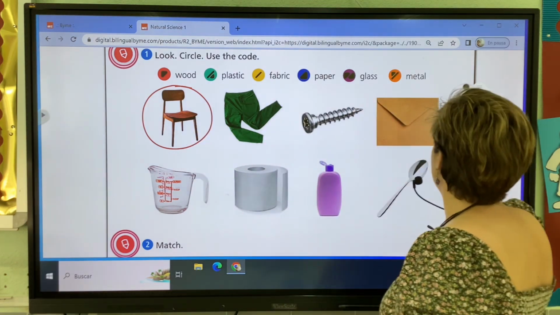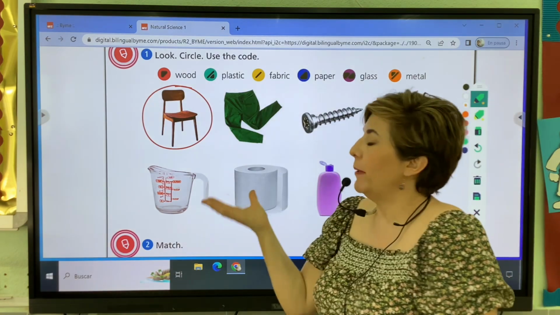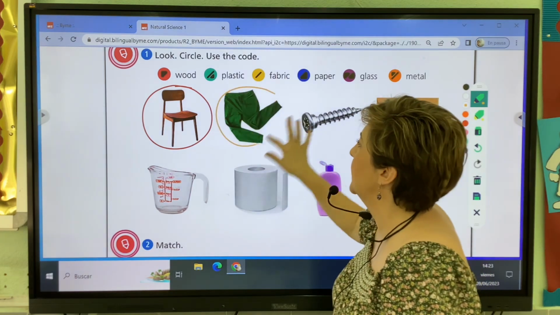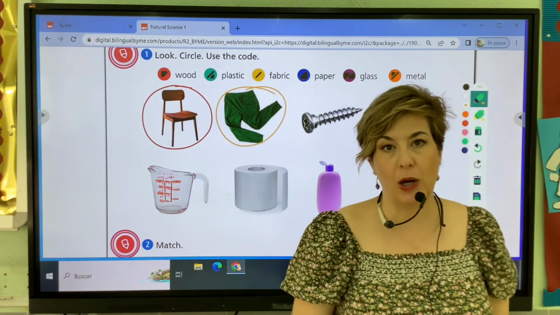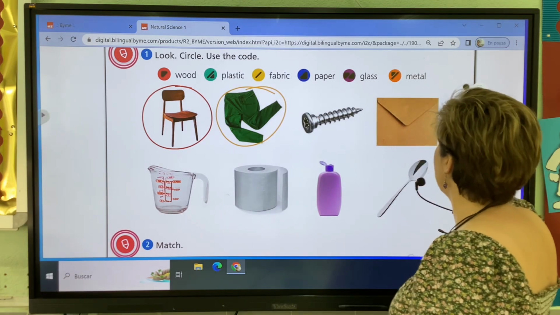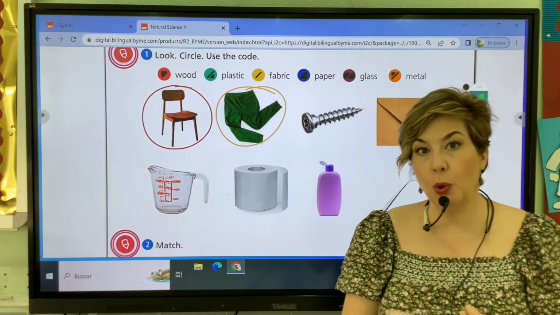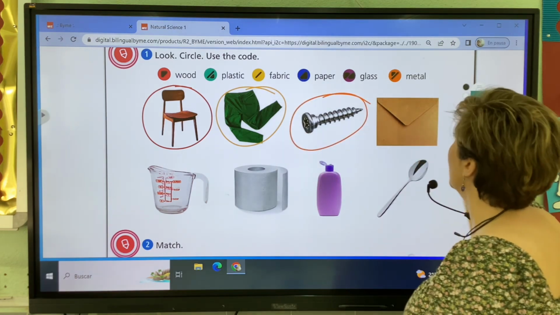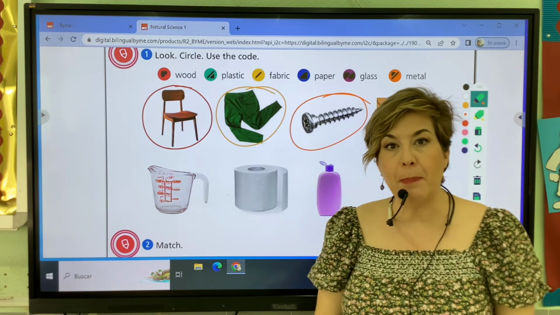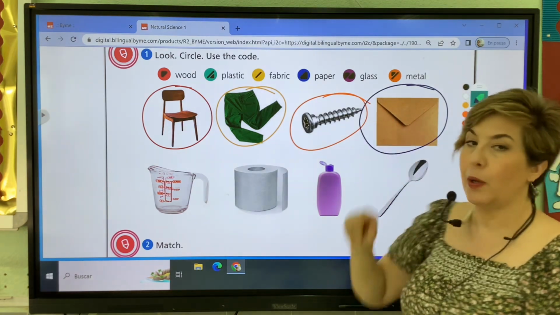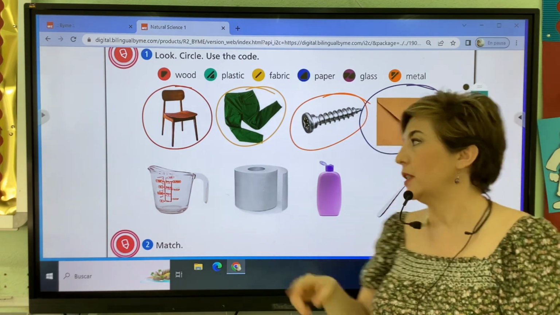What about fabric? Why do we use fabric, or what do we use fabric for? For making clothes. Here we have a pair of trousers made of fabric. What is the importance of metal? That we can make tools with metals. We can make a screw. What is the importance of paper? That we can make things with it. We can make an envelope for letters.